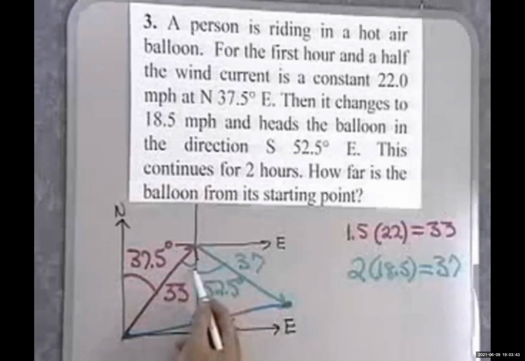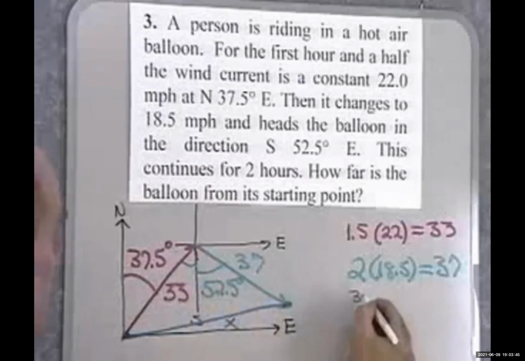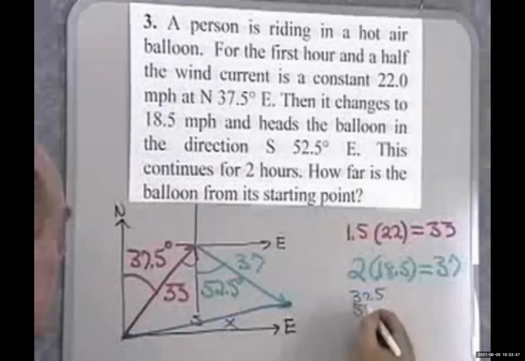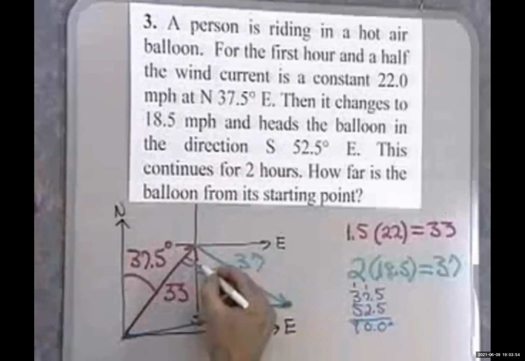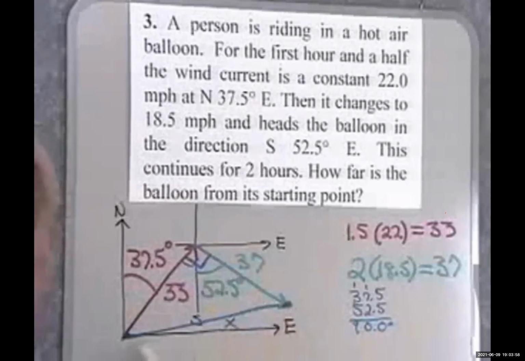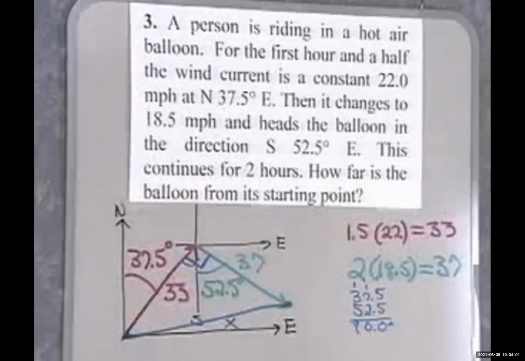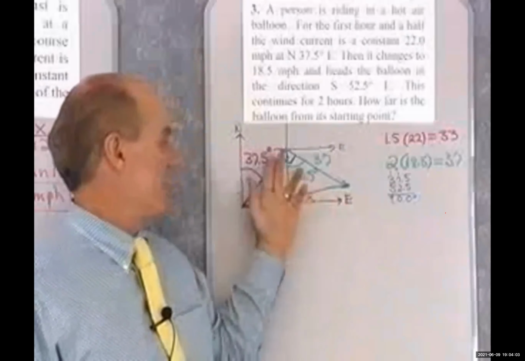37.5 plus 52.5. See, 37.5 plus 52.5. Those will add up to 90 degrees. So this is a right angle right here, and we need that to be able to solve for this side in this right triangle. So, well, it looks like here I have a right triangle.